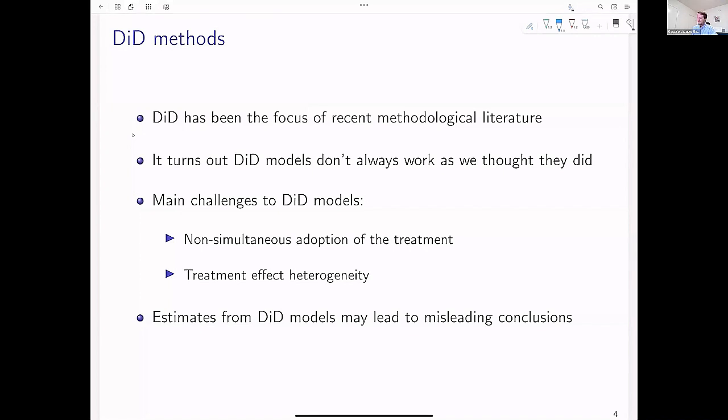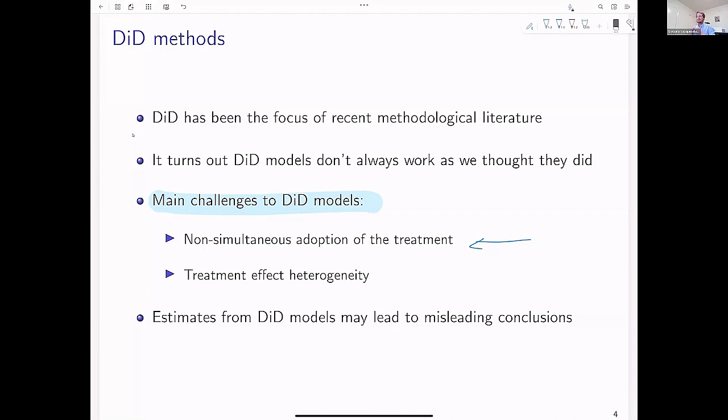Okay, and so this literature has pointed out 2 main challenges to diff-in-diff models that basically, when they combine, they can make the diff-in-diff models fail. Okay, so these 2 challenges that are pointed out by the literature are, number 1, non-simultaneous adoption of the treatment. Okay, so what do I mean by that?